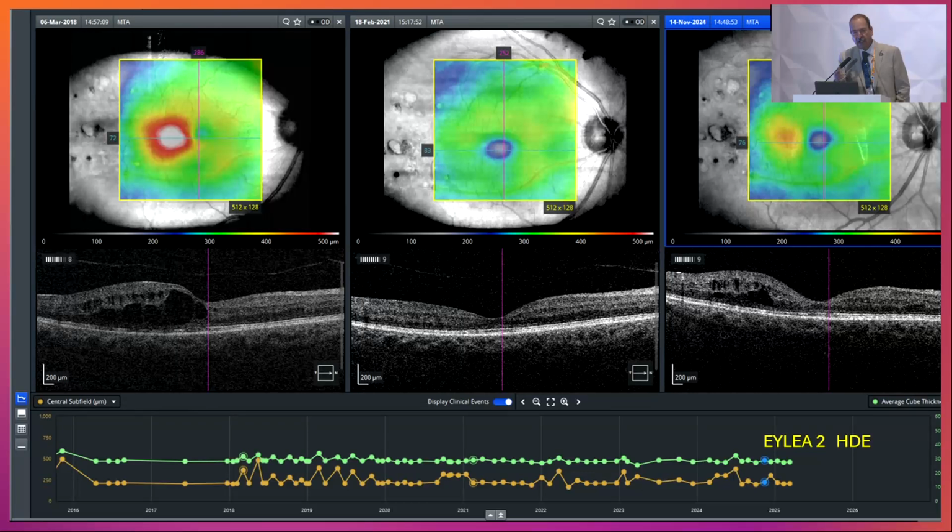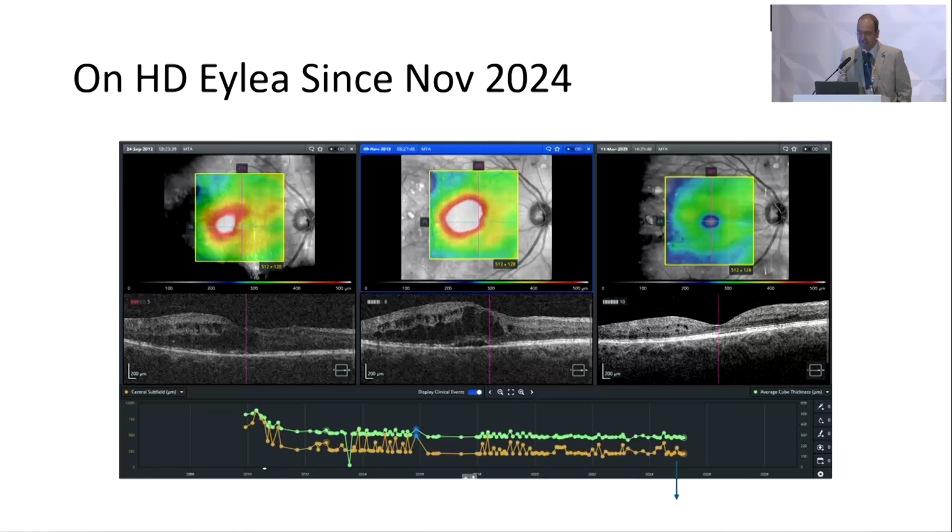And so he was on Eylea. It worked for a little while, and then again stopped working. Although I must say he stopped smoking also. His biochemical control became better. He lost some weight, not too much. And then we switched him over.